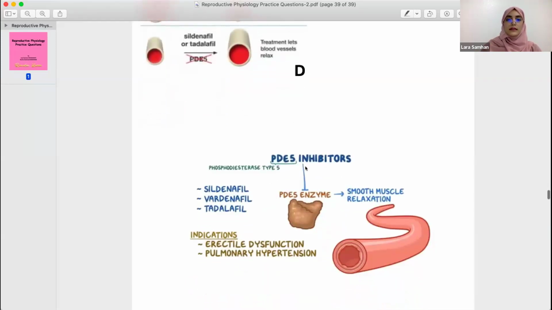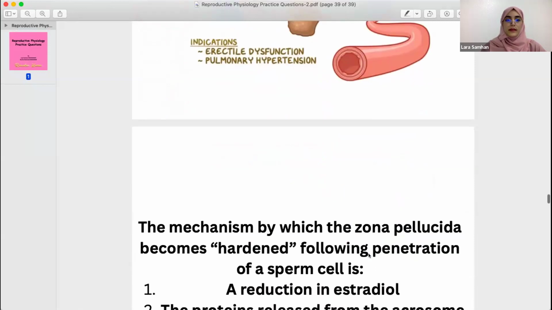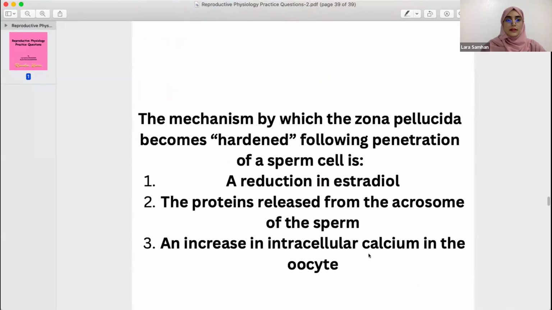Okay, so this is the PDE, and usually PDE5 inhibitors are commonly given to any patient who has erectile dysfunction, and also help in pulmonary hypertension by vasodilating the vessels, and they cause smooth muscle relaxation. Okay, perfect. Now moving to the new question.